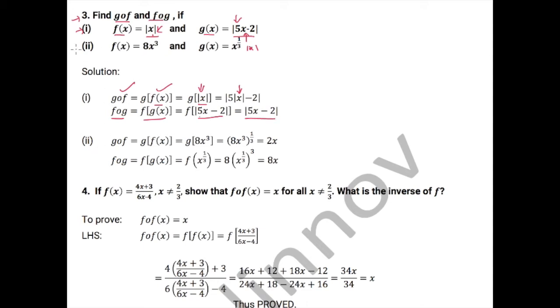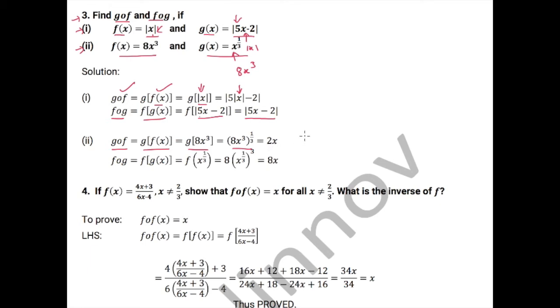So the next question is f of x equal to 8x cube and g of x equal to x power 1 by 3. So we get gof, g of f of x. So f of x is 8x cube, so g of 8x cube. So in place of x we have to write 8x cube. We get 8x cube power 1 by 3.